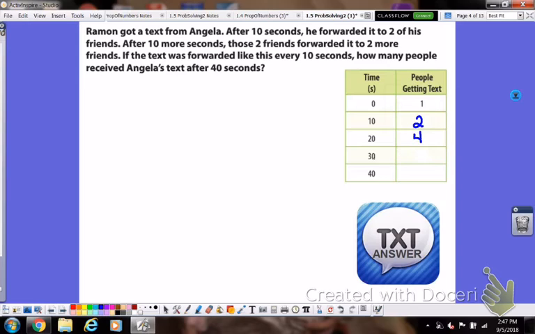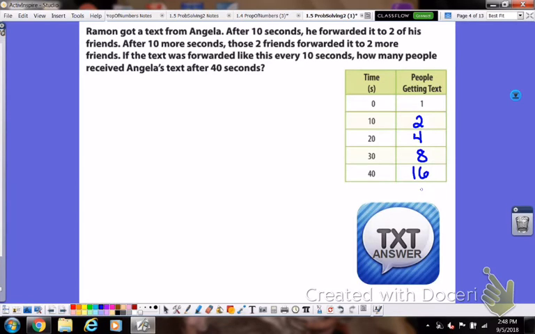Now same thing, we went 10 more seconds and each of these people forwarded that text to 2 more people. So again, doubling it. So 8 people got it after 30 seconds. And then 10 more seconds, these 8 people each sent it to 2 people. So we doubled again. So 16 more people got the text. Now the question's asking how many people received Angela's text after 40 seconds. It's not 16. 16 people got it during this 10-second frame.